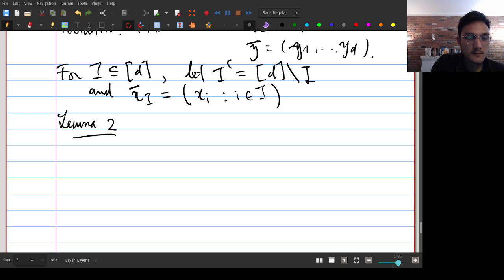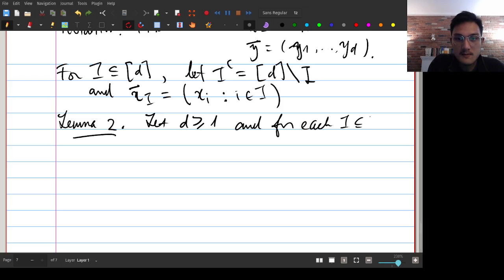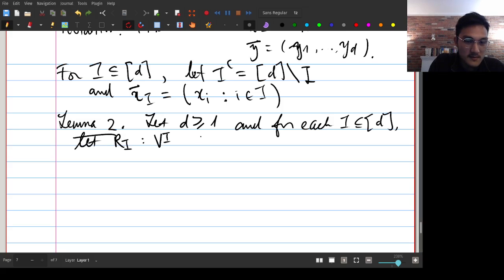Okay, so lemma 2. This is a pretty important lemma, actually. This lemma will be used in the next video too. A lot of the legwork is done by this lemma. So let d greater than 1 be given, and for each I subset of d, let R_I be any order size of I tensor.